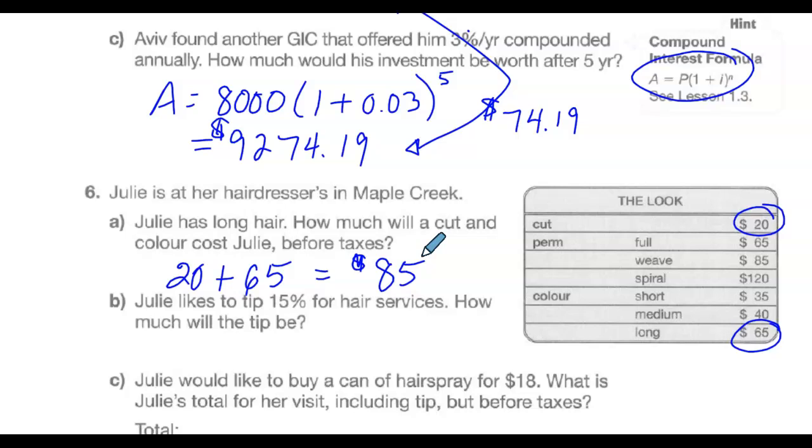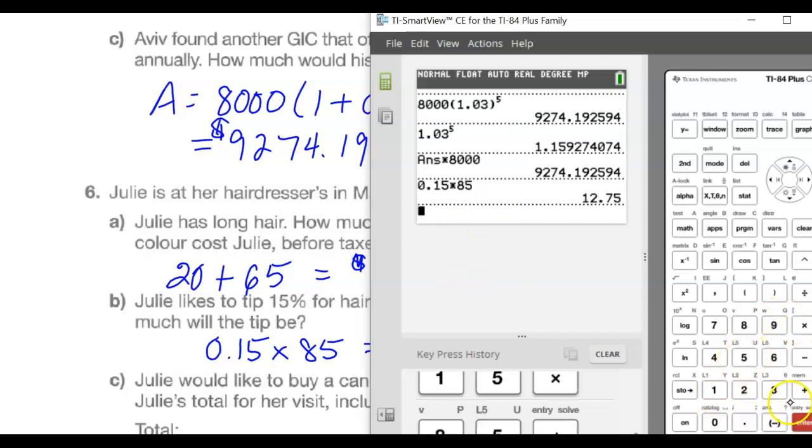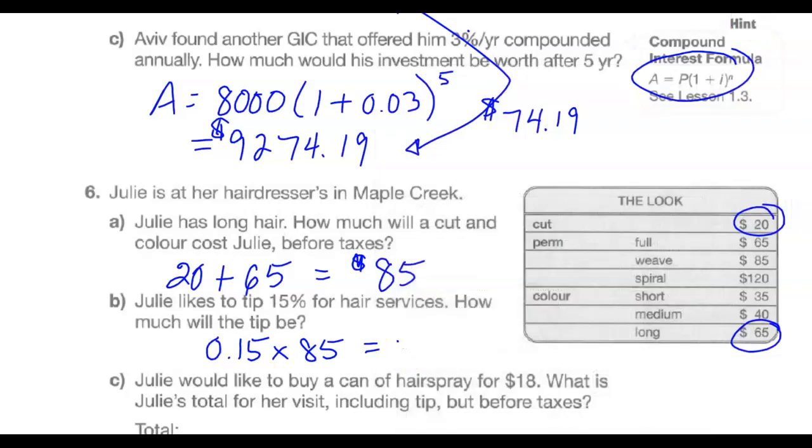She likes to tip 15% for hair services. How much will the tip be? So just the tip. So 15%, you take that, convert it to a decimal, multiply by 85. So 0.15 times 85, and that's $12.75.